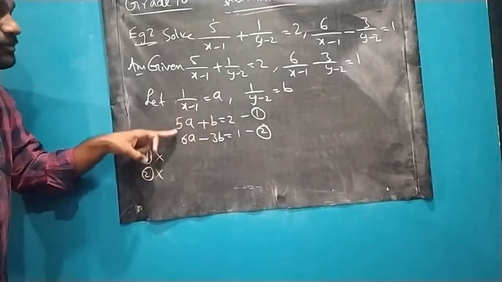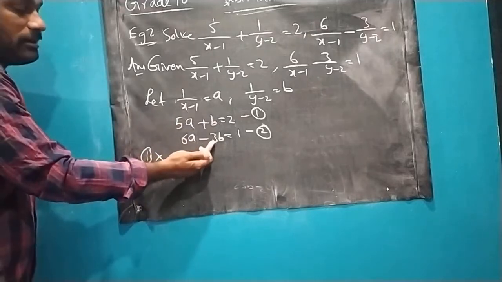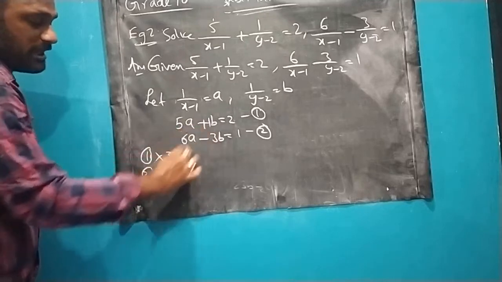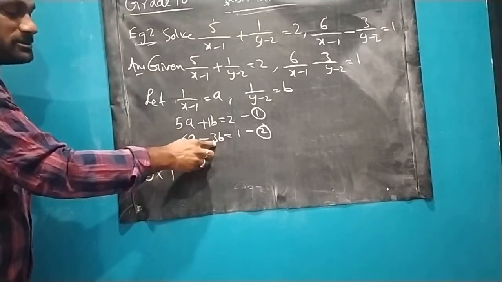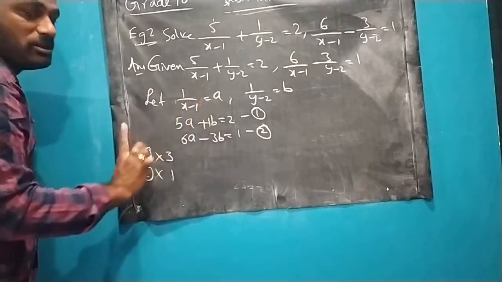Now I can do first equation with 6, second equation with 5. Or else, if we are interested in b, here 3 is there, here 1, nothing is there, means 1. So first equation with 3, second equation with 1. Irrespective of sign, whether it is plus or minus, we will not care, only the numbers. Here 3 and here 1. Means in this question, the b value is going to cancel.